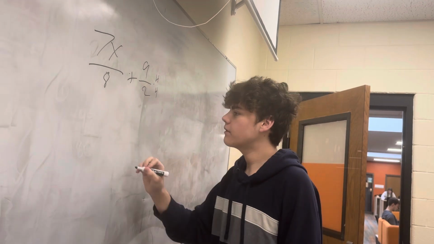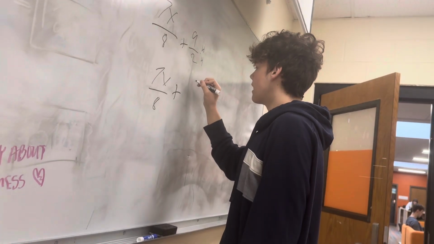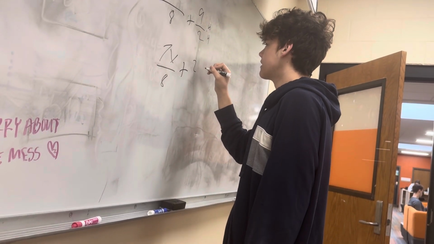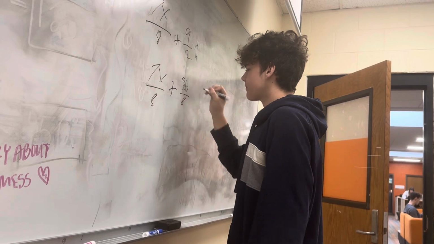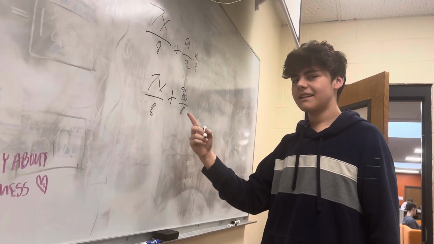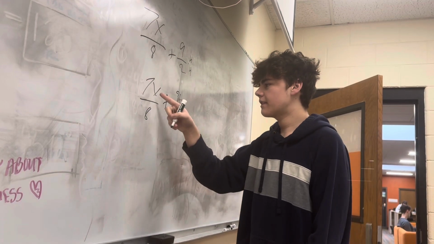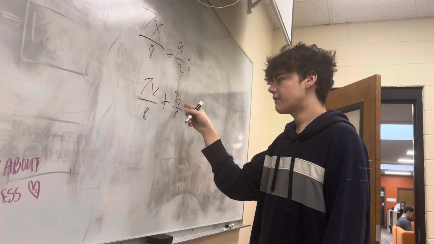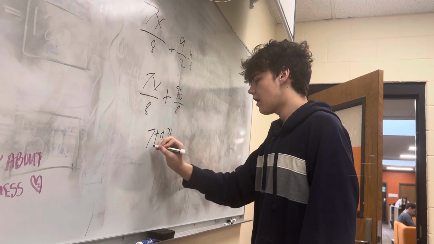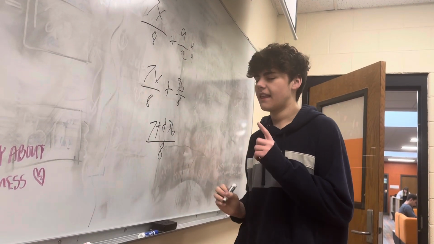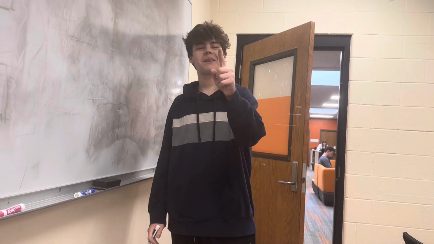And then after that, you get 7x over 8 plus 36 over 8. Same denominators. So now you can just add the top, but you can't add the 7x and 36 together since they're different terms. So it's 7x plus 36 over 8. And that's that one. It's really easy, but the next one is a little harder.